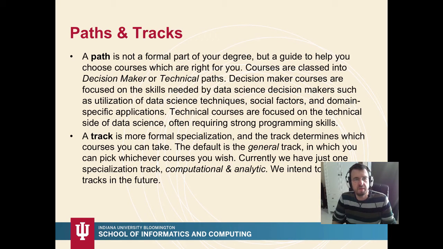And the two paths we have are decision maker or technical. What these really are is kind of tags of courses. So courses that are tagged decision maker are focused a little more on the skills needed by decision makers, such as domain applications, social factors, how to utilize data science techniques. They're going to push you on thinking about bringing different techniques and technical pieces together to solve problems. Technical courses are focused on the technical side, often requiring strong programming skills and Unix skills and that kind of thing.